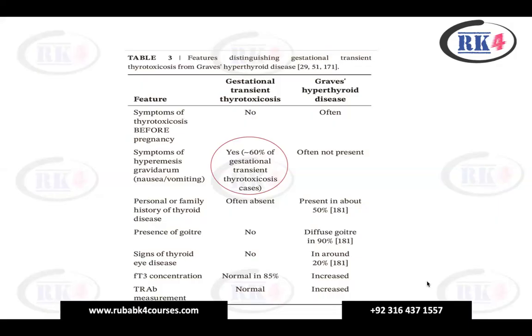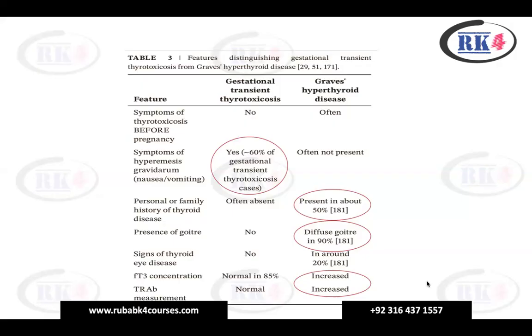So we don't need to do any treatment. Control the hyperemesis. The thyroid levels will also be normal. They will be okay. So in Graves' disease, 50% of the patients have a personal or family history of thyroid diseases. 90% of the time they'll have diffuse goiter, and in Graves' disease, T3 and thyroid peroxidase antibodies both are increased, okay?